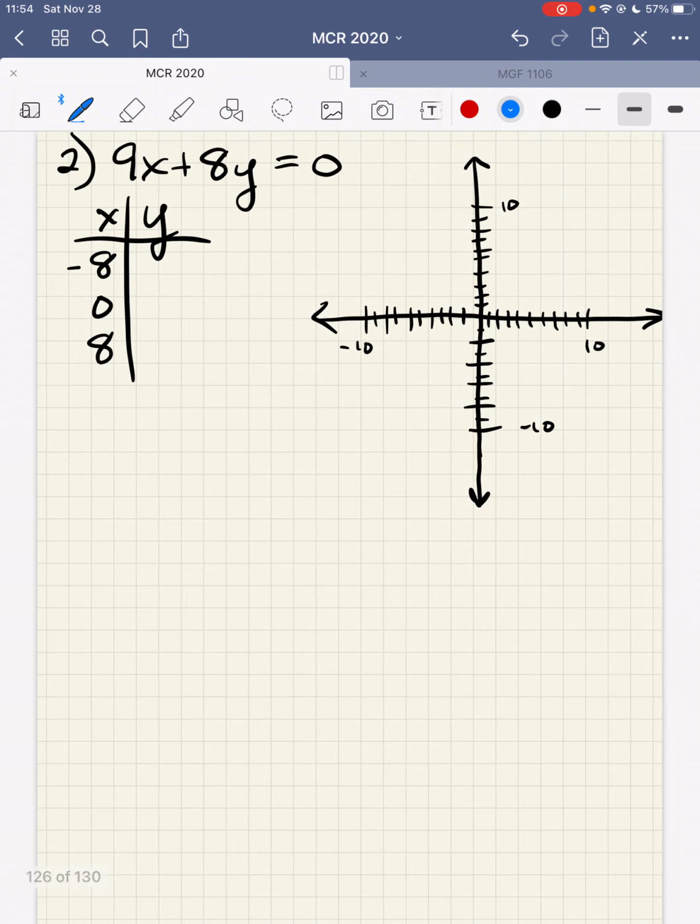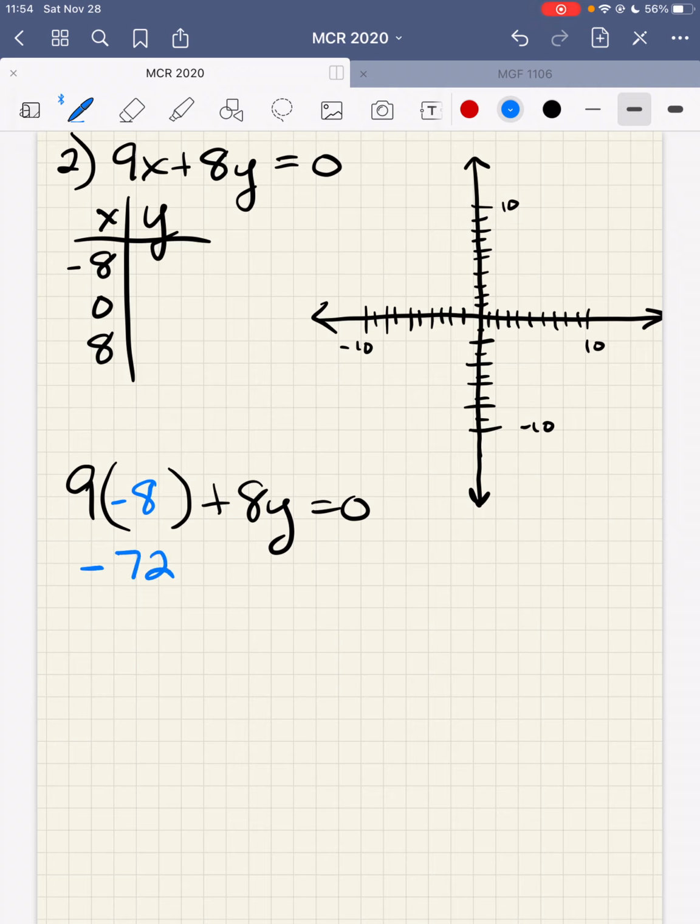Right, so my second one here, I have a graph scaled in tens, which I've marked for you. I'm just going to do the same thing. This one I'm given all x values, and I'm just going to plug in that x value wherever that occurs. All right, so my first value is negative 8, and I put that in for x. Now, positive times negatives is negative, so it's negative 72 plus 8y is equal to 0.